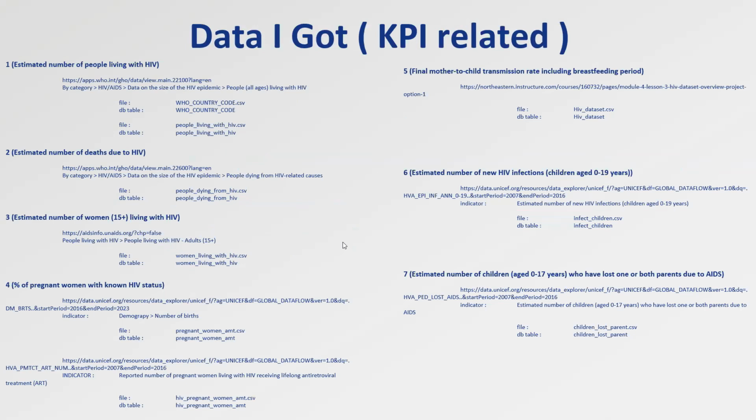Here is the data I got and the related KPIs. The first one is the estimated number of people living with HIV. The second one is the estimated number of deaths due to HIV. The third one is the estimated number of women above 15 living with HIV. And number four is the percentage of pregnant women with known HIV status.